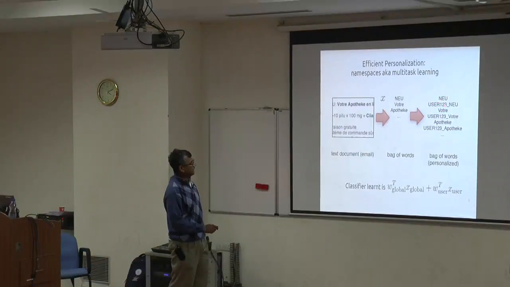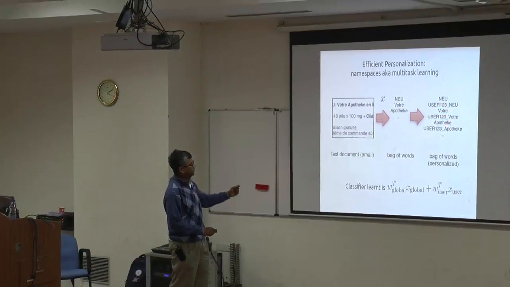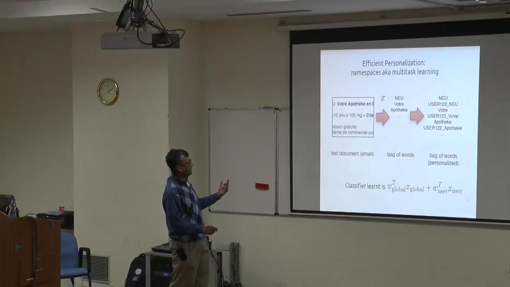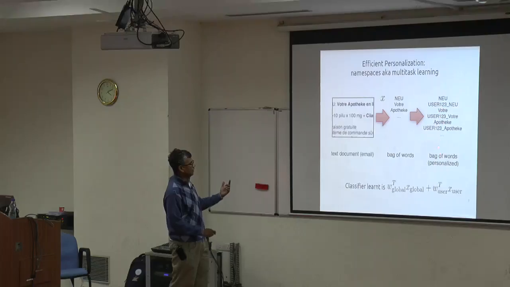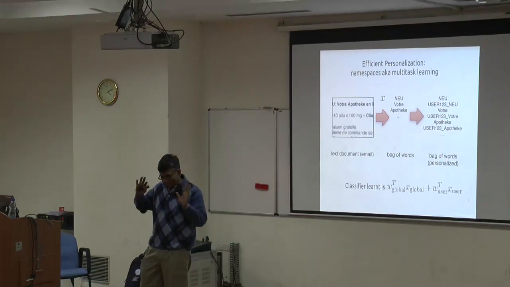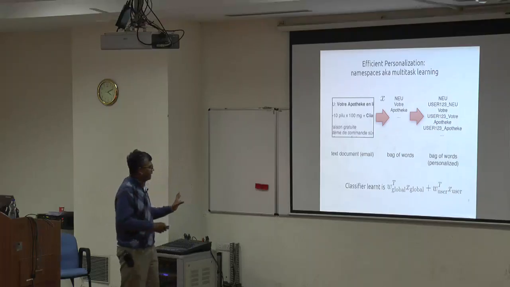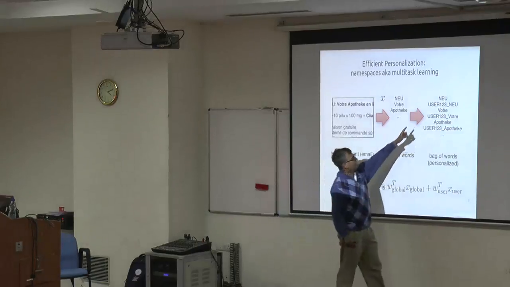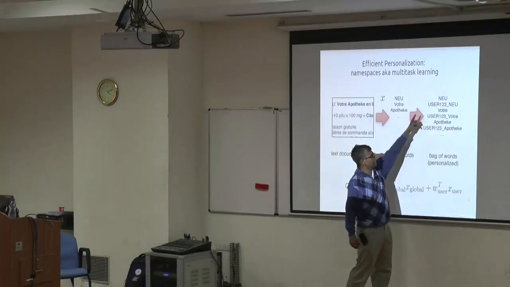We are first creating a vector, first filling in the entries of the vector corresponding to the original email tokens, and then prefixing the user's ID to this email and also filling in those tokens, right? So what does this do? If you think about it, the classifier that we are learning really is a weight just over this entire space.